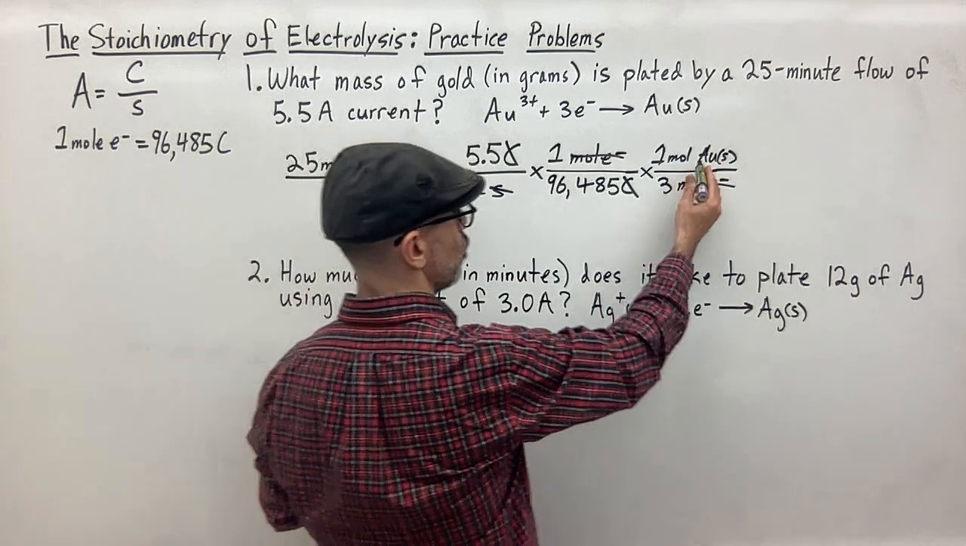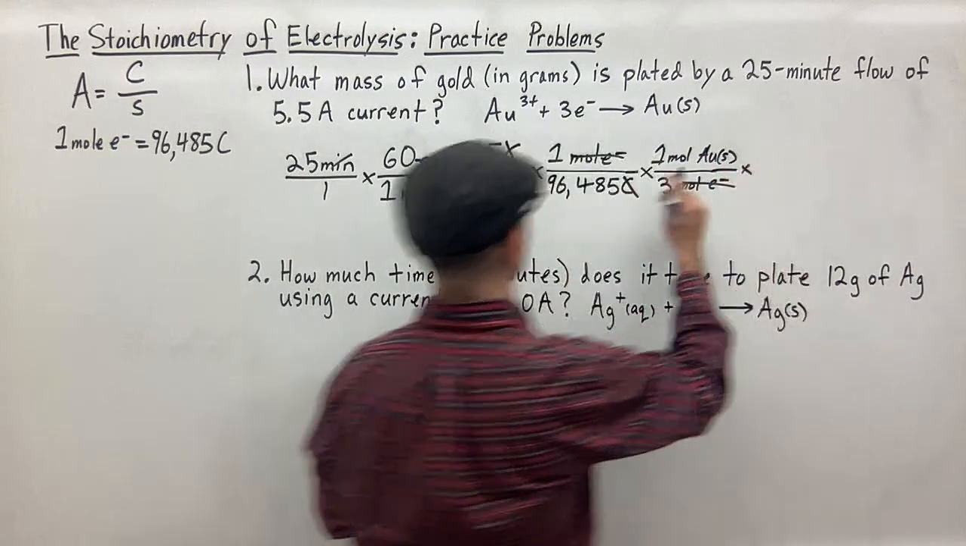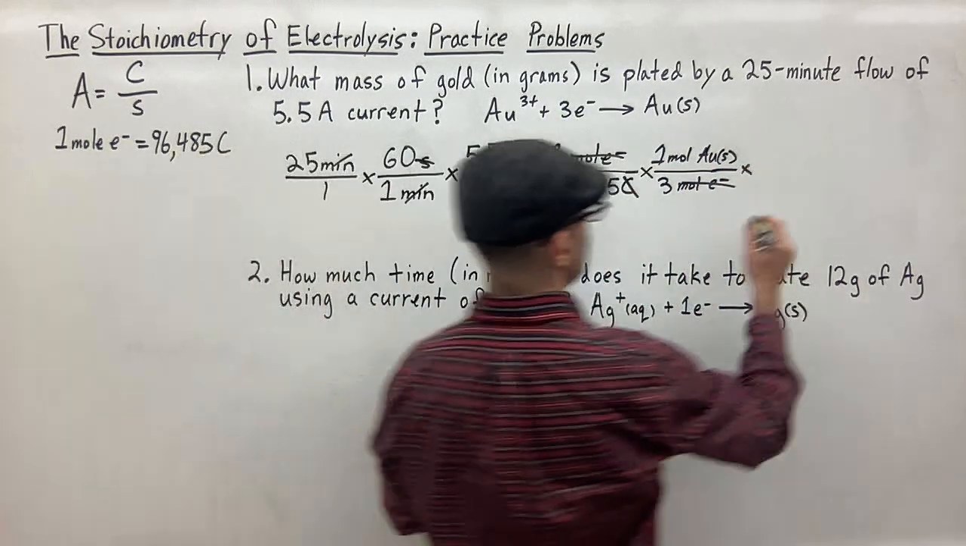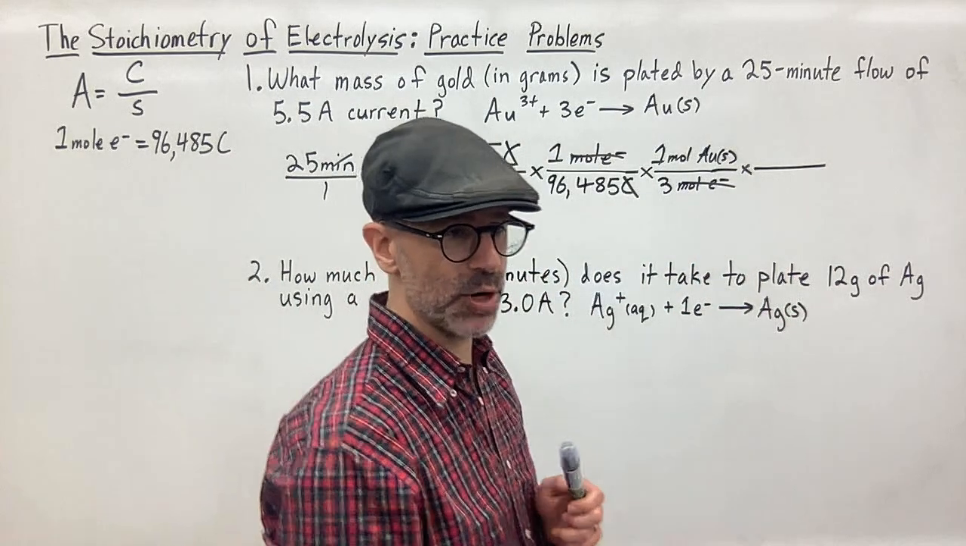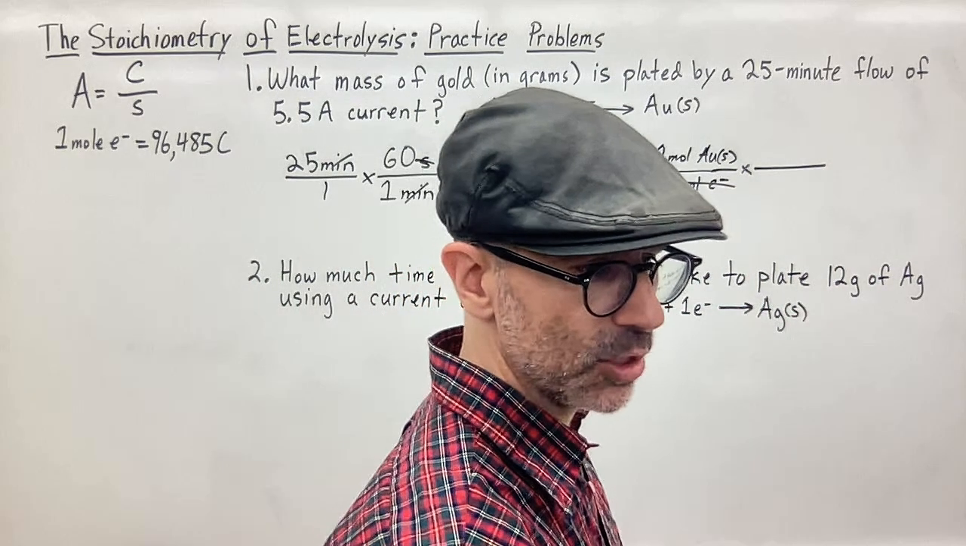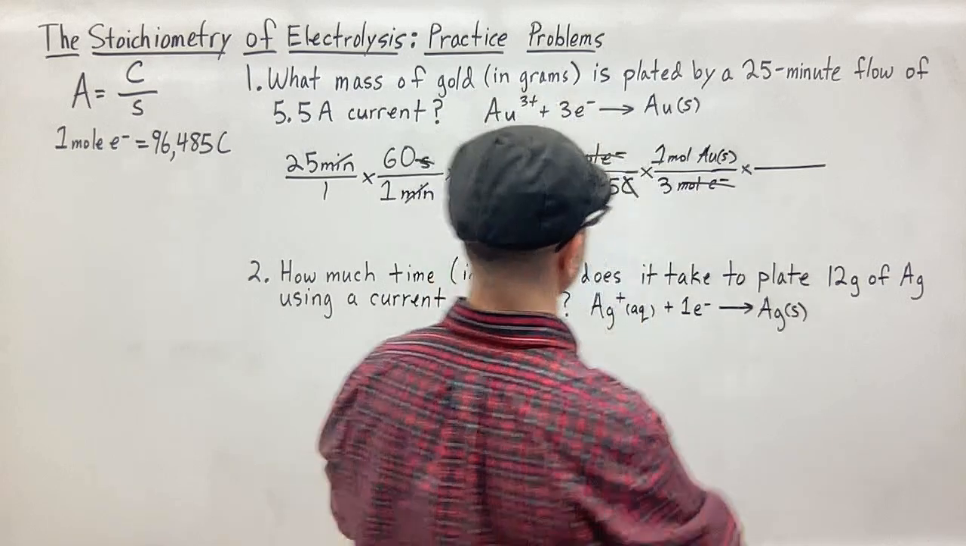Now I have moles of gold, but I don't want moles of gold. I want grams. So I'm going to need the molar mass. I look up the molar mass on the periodic table, and I get 196.97.